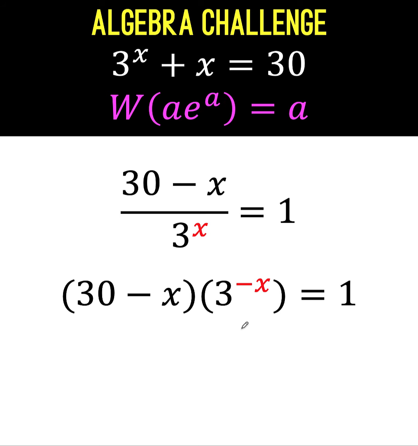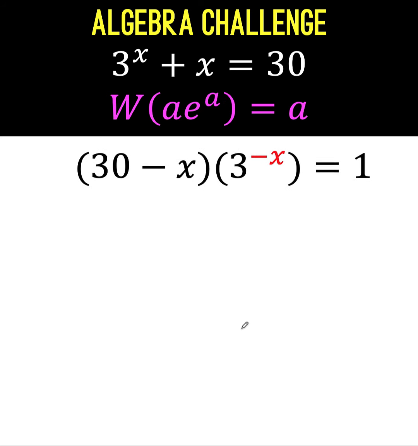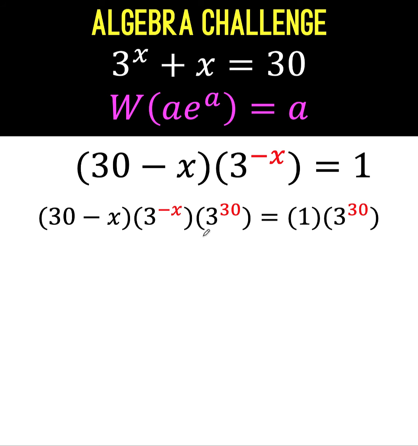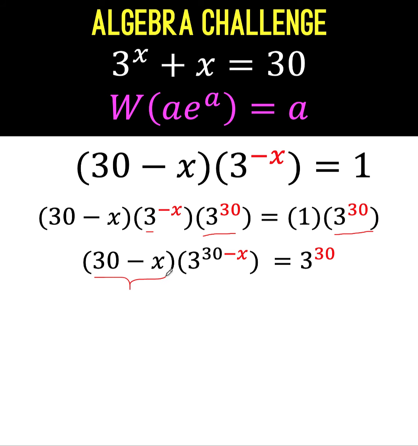So what we can do is multiply both sides of the equation by a constant 3 raised to 30, and do that also for the right side. The purpose is when you multiply 3 raised to negative x times 3 raised to 30, we can now apply the property of exponents that says when the exponential numbers are multiplied and their bases are the same, you copy the common base and you add the exponents, negative x plus 30 or 30 minus x. So we now have here 30 minus x and you have here 30 minus x.